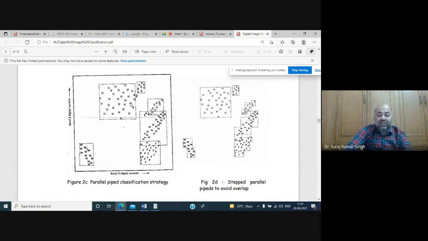This means the distance is taken into consideration for classifying the unknown pixels on the basis of the training data sets that you have generated using your spectral signature.